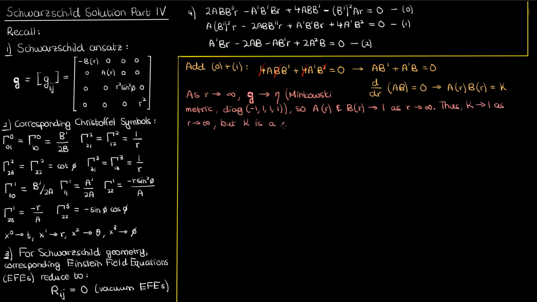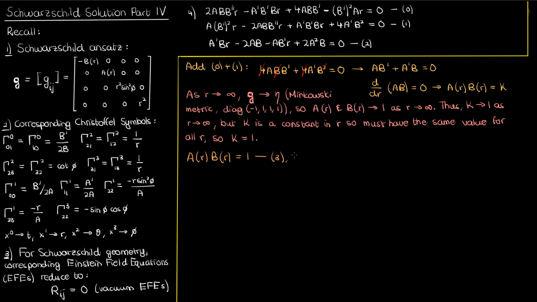But capital K is a constant in r, so its value should be the same for all values of r, very large, very small, etc. So if we know that K equals 1 as r approaches infinity, we can conclude then that capital K must be 1 to begin with. So A of r times B of r is 1. I'll call this equation 3.